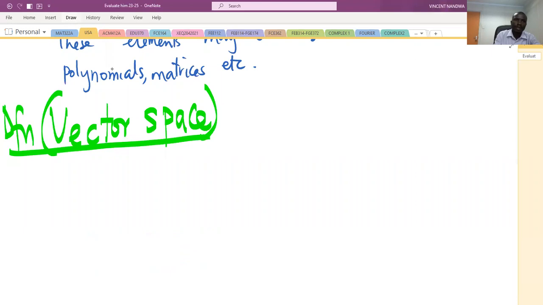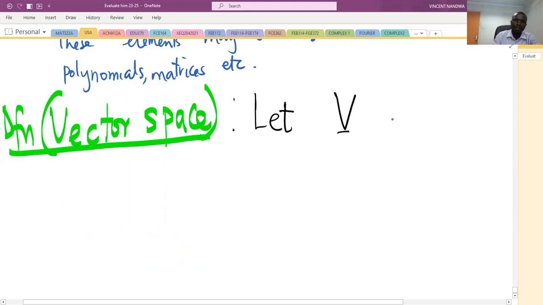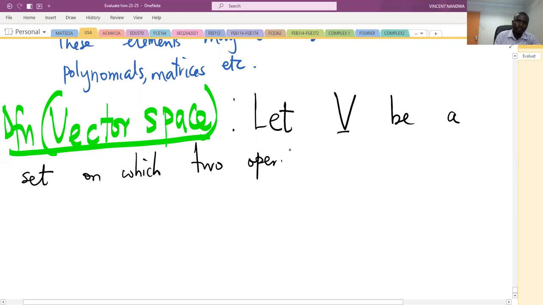So let V be a set on which two operations, that's vector addition and scalar multiplication, are defined.